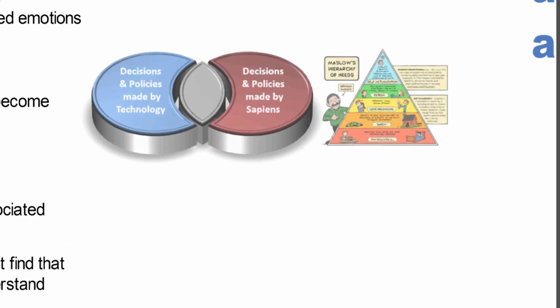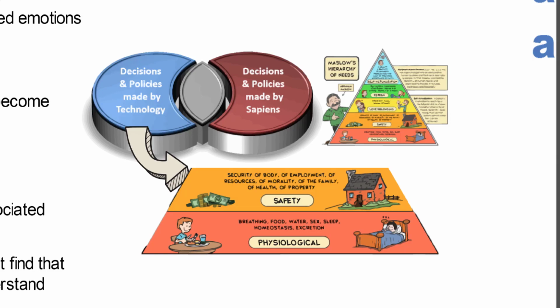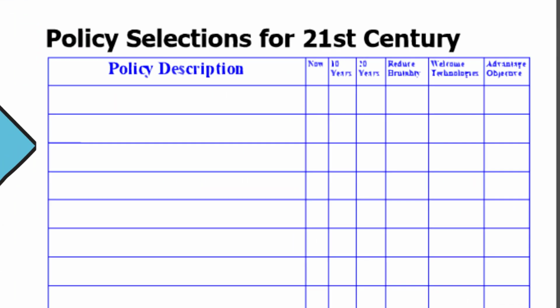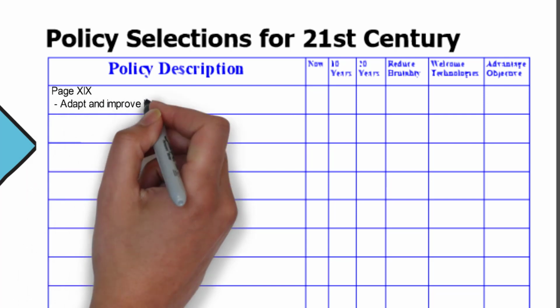The next area that we then go to in the brochure is the decisions and policies made by, we have to look at what decisions and policies should be made by technology. And why can't all of the last 2 layers of Maslow's be made by the technologies? That's my question.